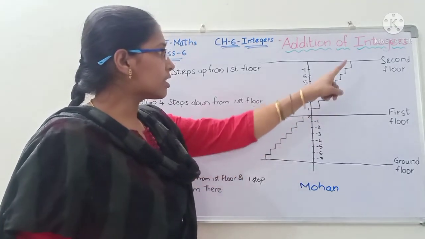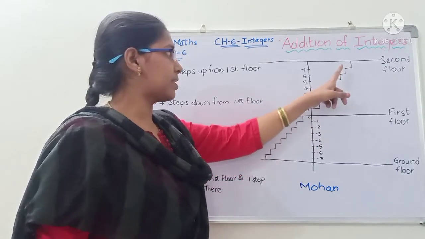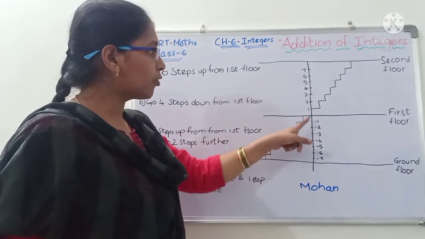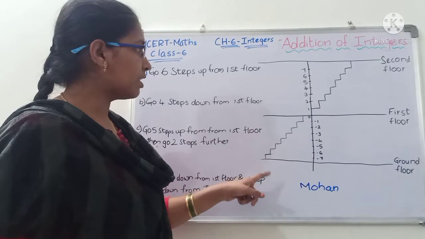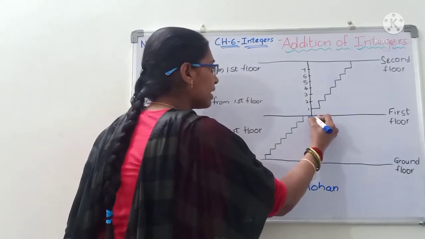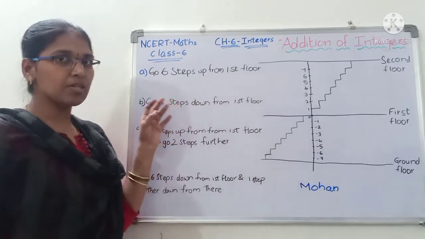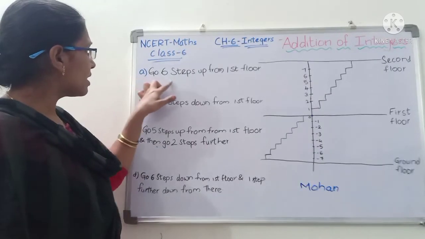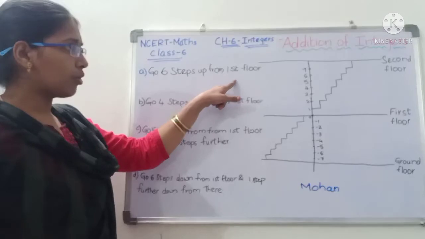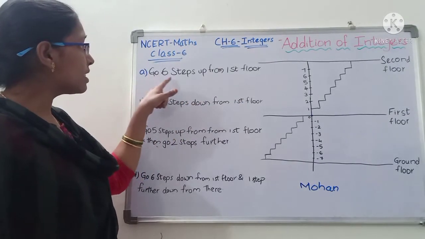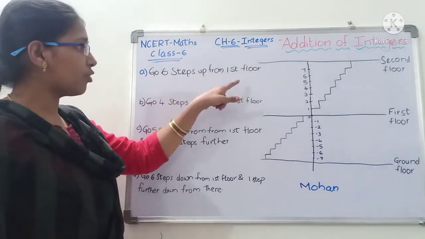Then to reach the second floor, you will have steps. And also from the first floor to reach the ground floor, you will have steps again. Mohan is currently in the first floor. Let's see the following questions based on this. Go 6 steps up from the first floor. You are telling Mohan, go 6 steps up from the first floor.